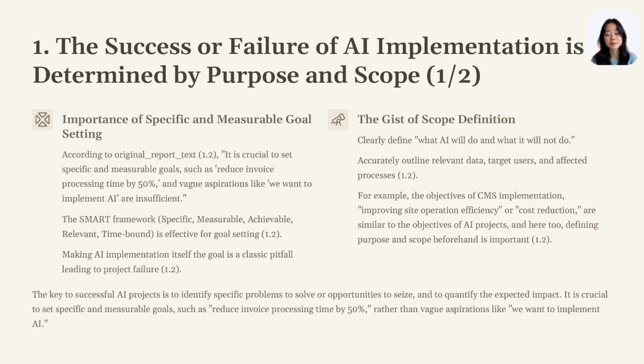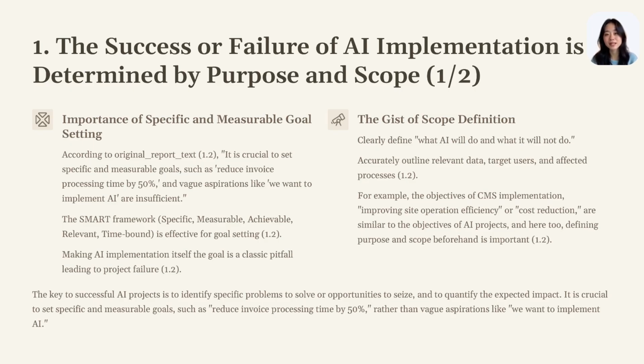The first key is that the success of AI implementation depends on the objectives and scope. Why is clear objective and scope so essential? The key to a successful AI project is to identify the specific problem to be solved or the opportunity to be captured and quantify the expected impact. For example, it is important to set a specific and measurable goal, such as reduce invoice processing time by 50%, rather than a vague desire to introduce AI.